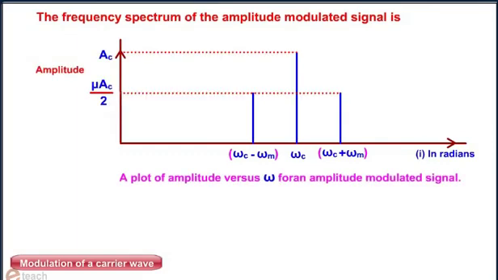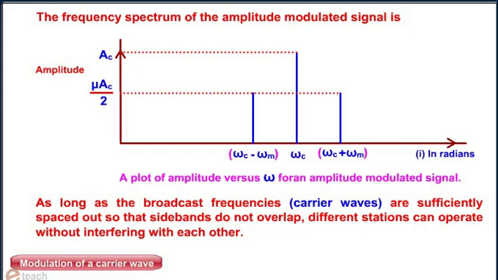This is a plot of amplitude versus ω for an amplitude modulated signal. As long as the broadcast frequencies, that is carrier waves, are significantly spaced out so that side bands do not overlap, different stations can operate without interfering with each other.